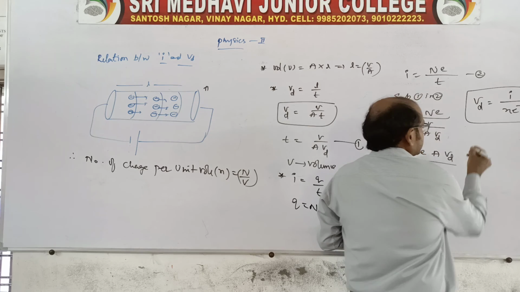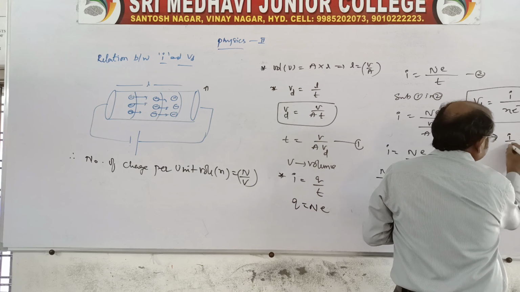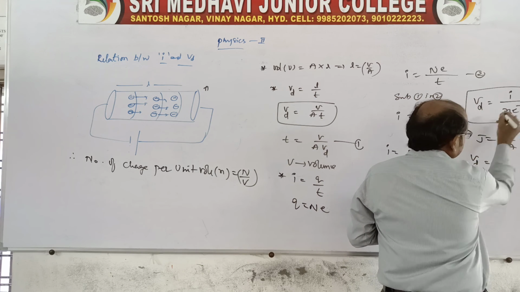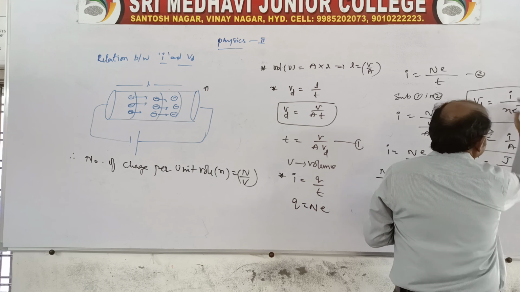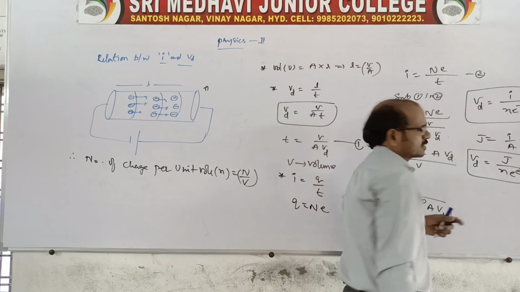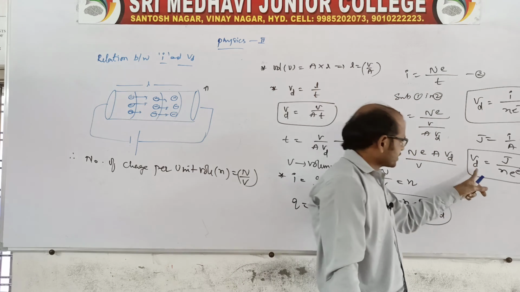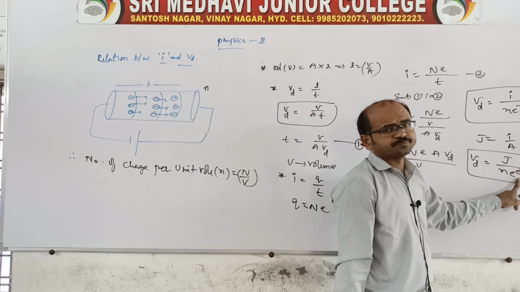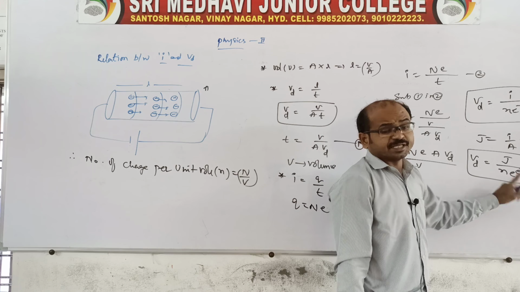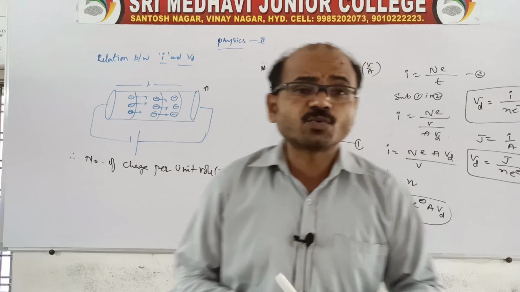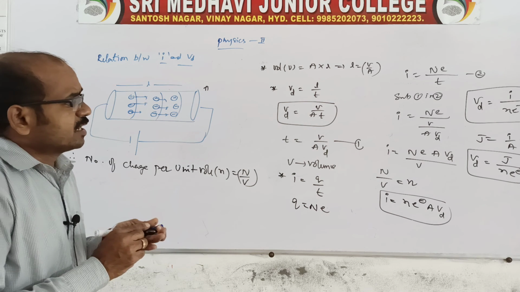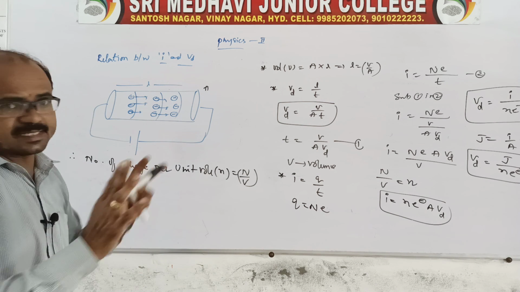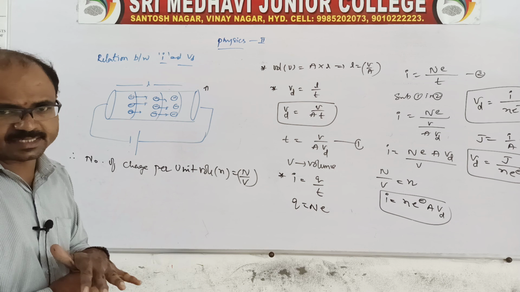Suppose I want to say J is equal to I by A. In terms of current density also we can say it, because I by A is nothing but current density. So drift speed is equal to J by ne. These are the relations between electric current and drift speed, and between drift speed and current density.